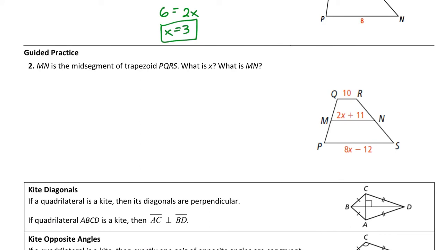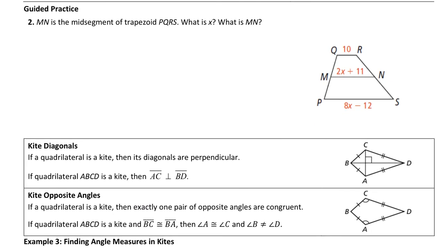In the guided practice, make sure you solve for x, but I also want you to find the length of MN and the length of PS. I know it doesn't say that in the directions, but it's good practice. So pause the video, work through this example on your own. When you're ready, resume the video. I'll show you the answer. We'll go through the last example with kites.